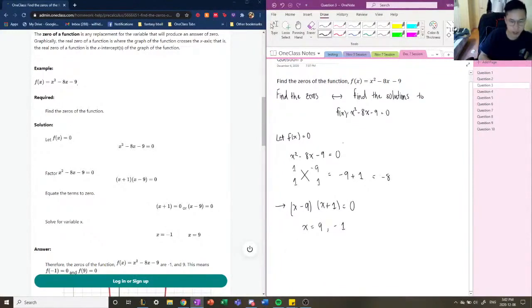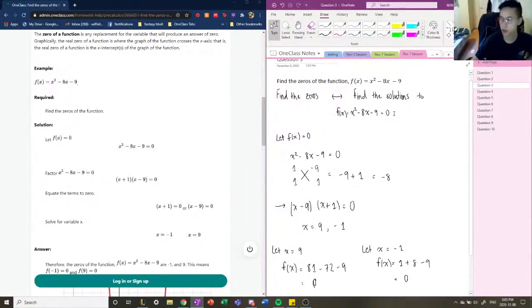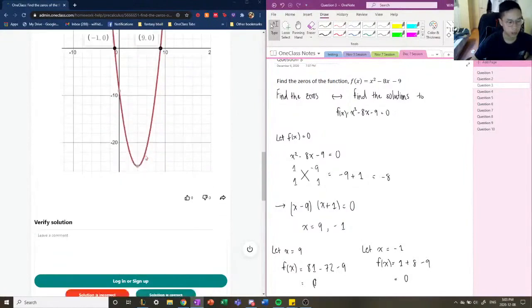You guys can check these values by plugging them back into our function here. So let's say x equals 9, then f of x is equal to 81 minus 72 minus 9, which is 81 minus 81, which is 0. So that is our first zero. And let x equal negative 1, and we get f of x equal 1 plus 8 minus 9, and that equals 0. So we found our zeros, which are the solutions to the equation f of x equal to 0. Yep, so the solution is correct.